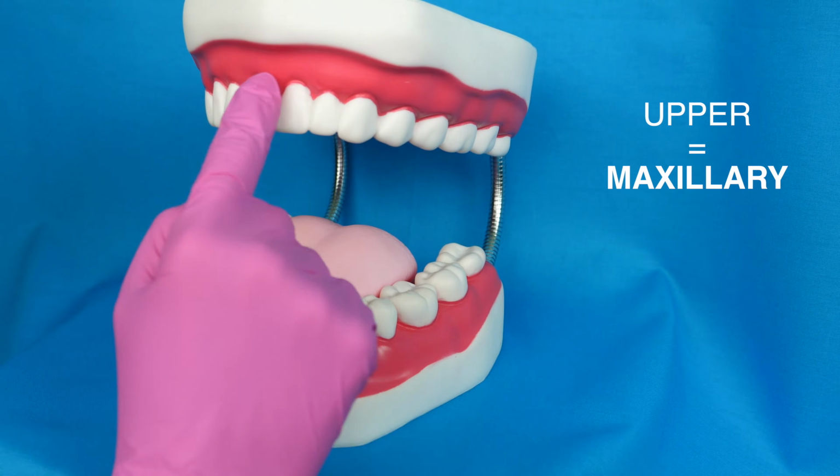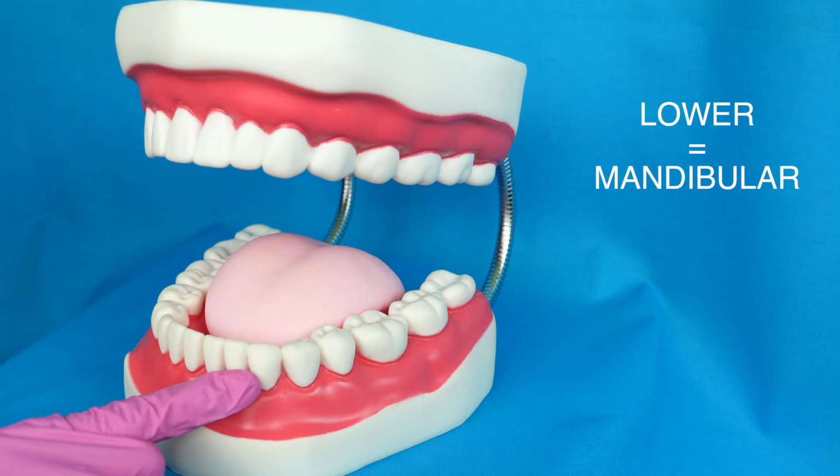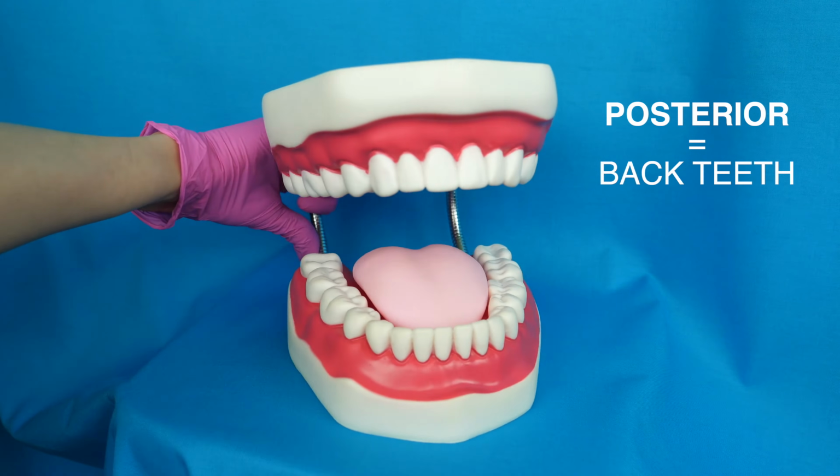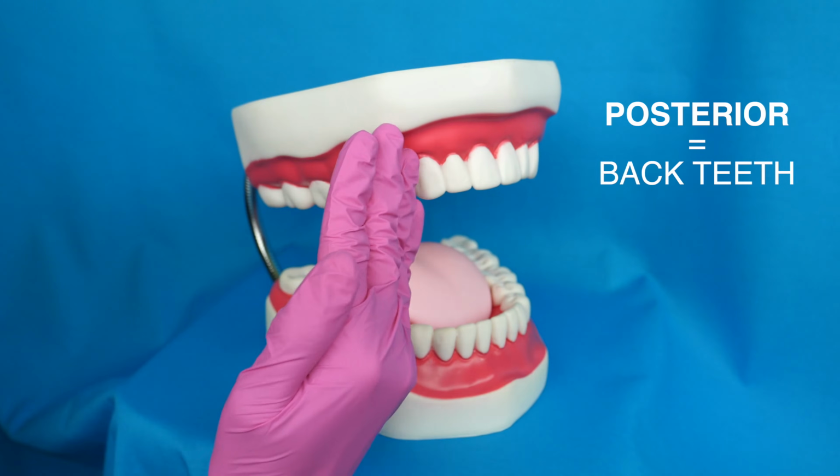Let's start with the upper teeth are your maxillary teeth, and the lower teeth are your mandibular teeth. Next is anterior versus posterior. Anterior is your front teeth from canine to canine. These canines can also be called cuspids, or the eye tooth, or I've even heard the vampire tooth. And the word posterior refers to all of the back teeth behind the canines.